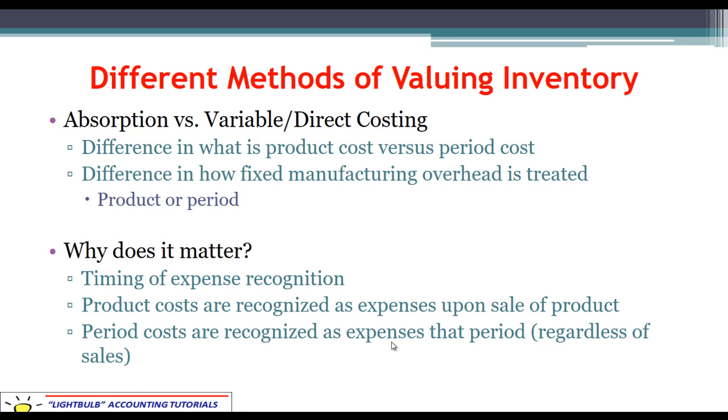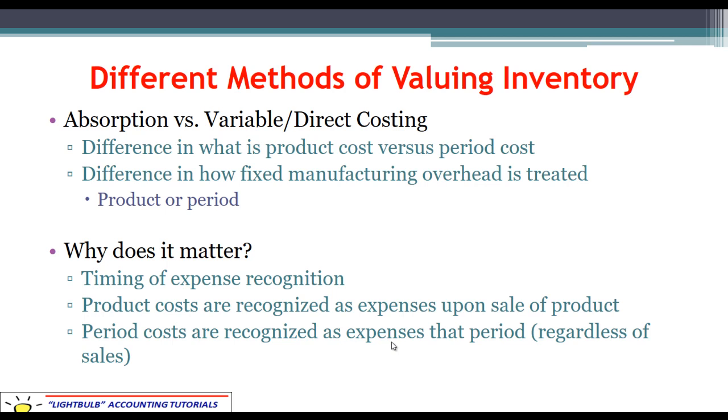The difference between these two methods is going to be in what is considered a product cost versus what is considered a period cost. Now keep in mind, product costs are expensed at the time the product is sold. So if you have a lot of product you've been building, you have a lot of cost there, but if you haven't yet sold it, it's not going to become an expense until it's sold. On the other hand, with period cost, it's expensed right away in that period, regardless of production or sales or anything else.